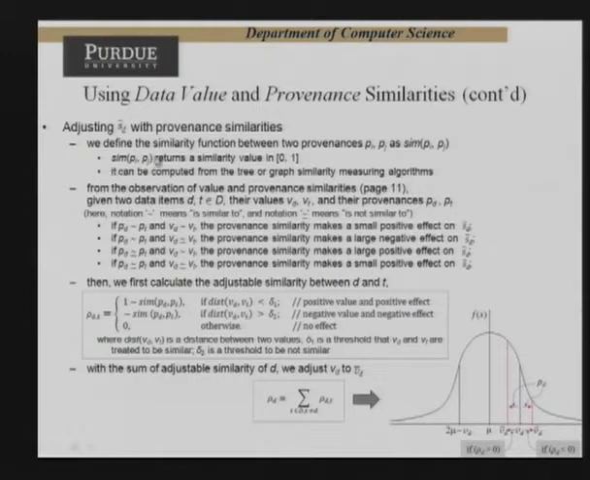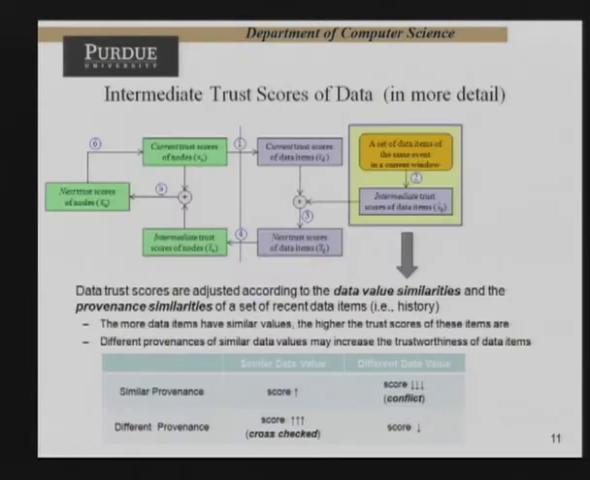We make a function to measure this similarity, and this reflects the table that I show on this page. Then remember that if the data has a similar provenance but a different value, the trust score should be decreased, and if the data has a similar value but different provenance, we need to increase the trust score.